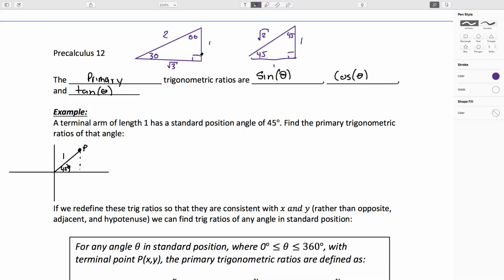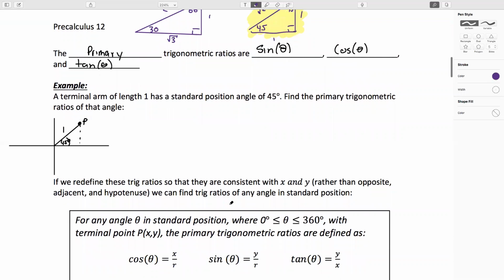If you forget, one's 45, 45, 90, one's 30, 60, 90, and the largest angle is going to be opposite the largest side. So the smallest angle, 30, is opposite 1, and the largest angle of 90 is opposite 2. Anyways, we want to focus on this one. A terminal arm has length 1, standard position angle of 45 degrees, find the primary trig ratios. Okay, so we need to find sine, cos, and tan of 45.